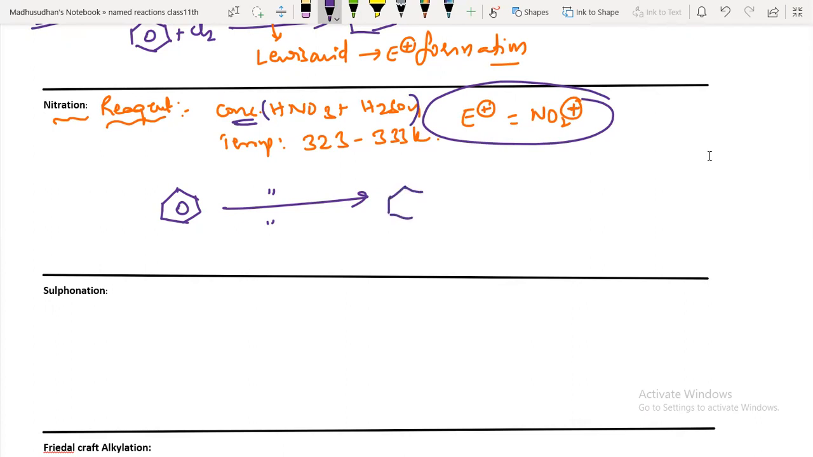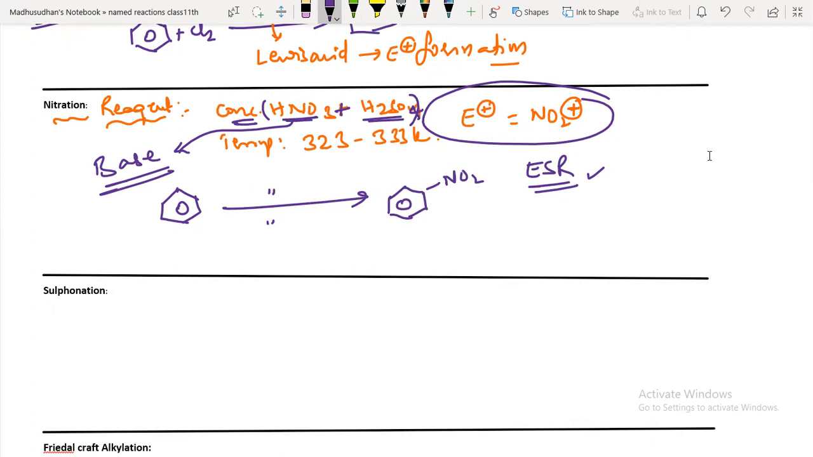You will get nitrobenzene. So here one electrophile is replaced by another electrophile. It is also an electrophilic substitution type of reaction. Here the important point is that HNO3 acts as a base, because in the presence of concentrated sulfuric acid, which is the strongest acid, HNO3 is forced to act as a base. This is important. And the electrophile is NO2 plus, nitronium ion. What is the name of this?